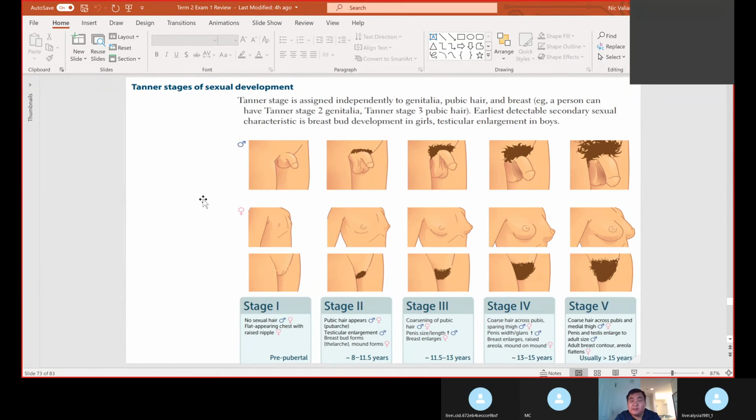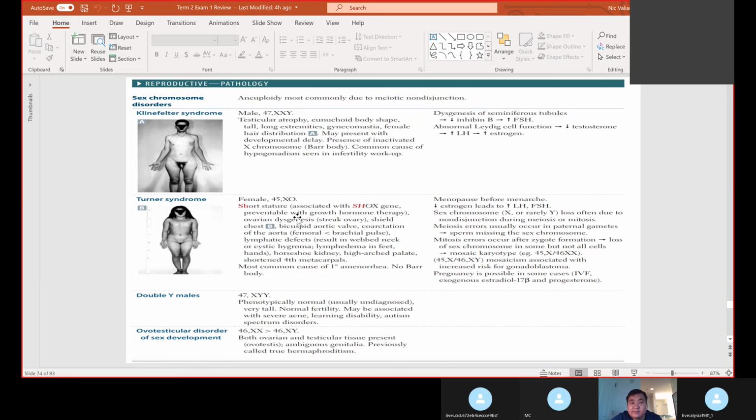What is the point of Tanner? To detect secondary sexual characteristics. What is the earliest detectable secondary sexual characteristic for girls? High yield: breast bud development. For boys, testicular enlargement. Another high yield point, they can have different Tanner stages in each of them. So it is assigned independently to your genitalia, pubic hair, and breast. Okay? Good. High yield, Klinefelters versus Turners.